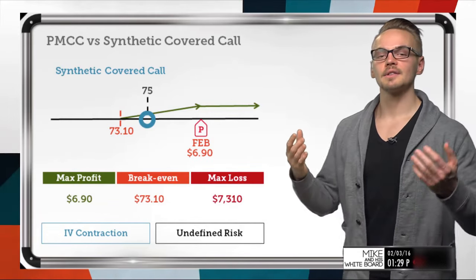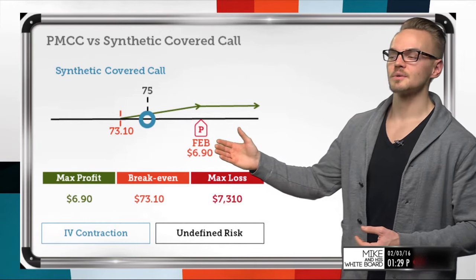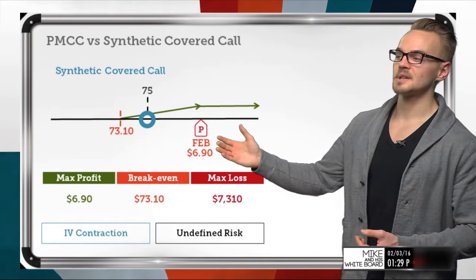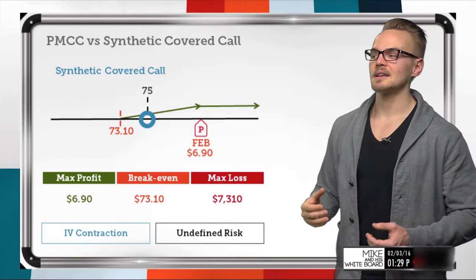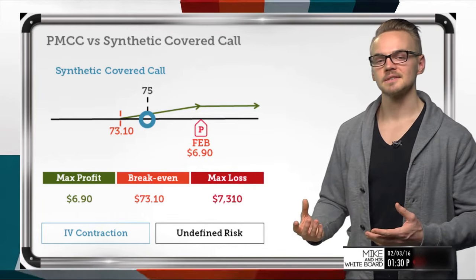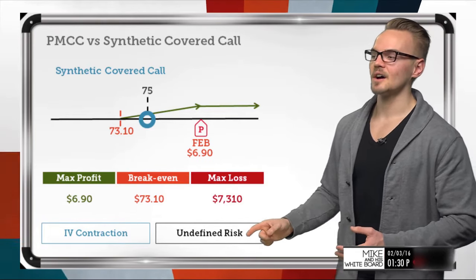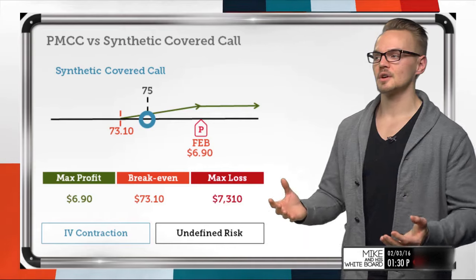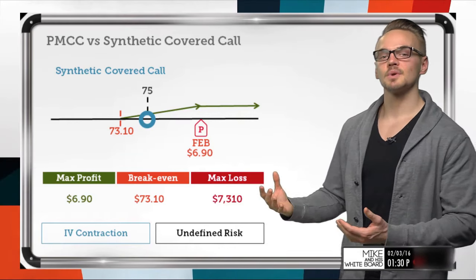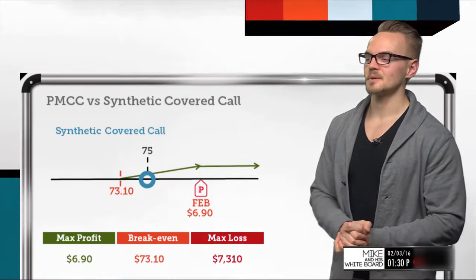So the higher the implied volatility is, that's implying that option prices are also higher, and I'm going to be able to potentially collect a higher credit. And if IV contracts, I'll be able to buy back that option for a lower price, which would give me profit in the long run. And lastly, this is an undefined risk trade, so for those of you that are looking for defined risk, maybe this one is not the best alternative for you. So let's wrap this all together with some takeaways here.